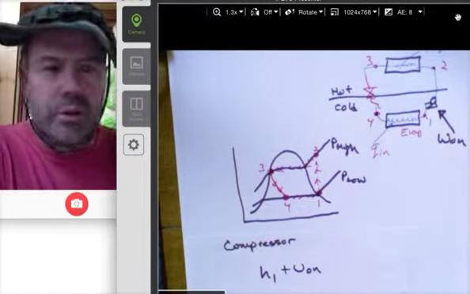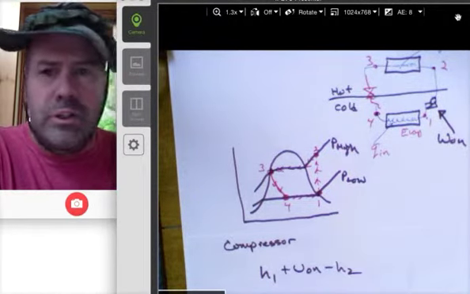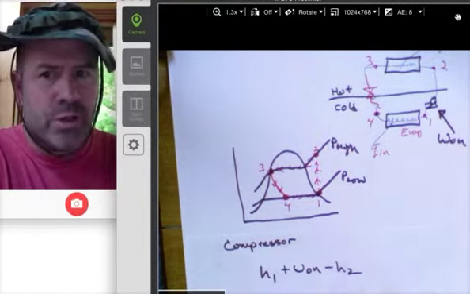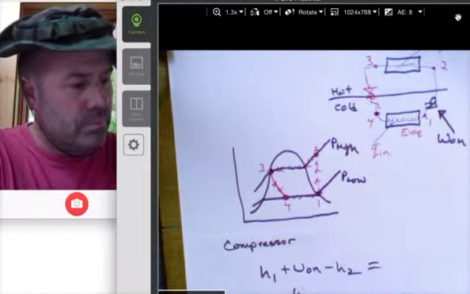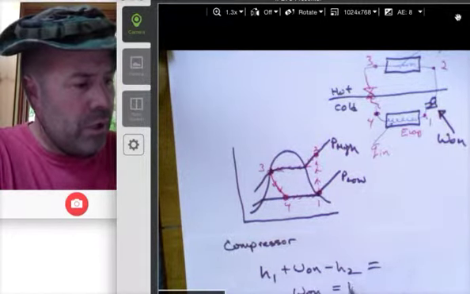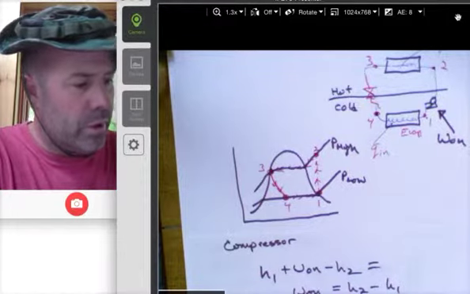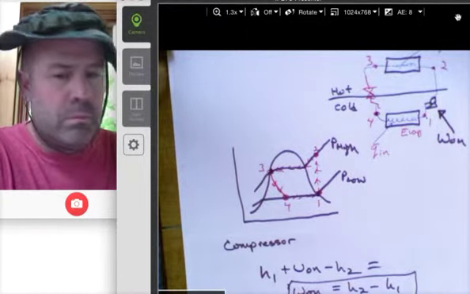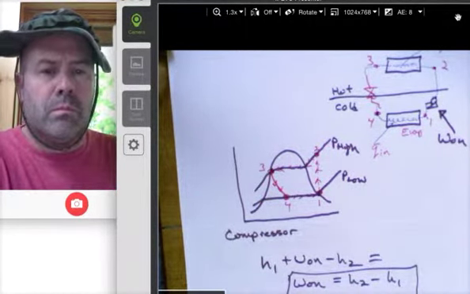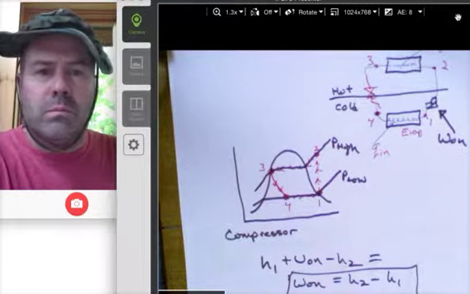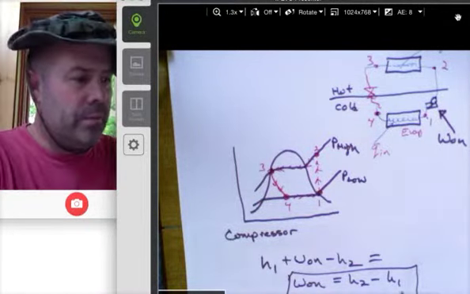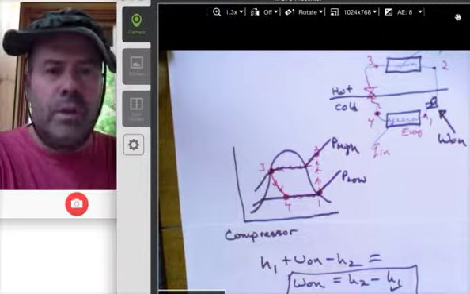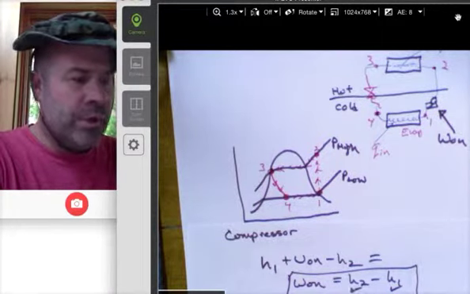And what leaves the compressor? H2. It's a flowing system, so we use our H's. And just like that, work on equals H2 minus H1. And we know how to get H1. Do we know how to get H2?